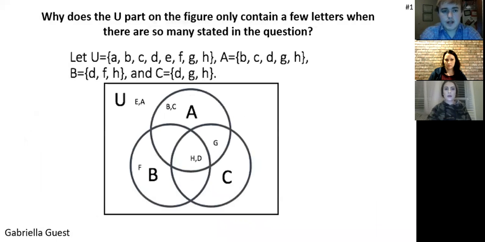All right, and Gabby, why does the U part on the figure only contain a few letters when there are so many stated in the question? Okay, so the Venn diagram is inside of the U with the box. Everything in the box is accounted for by the letter U. The U is everything that is contained in the square. So that's why it only shows a few right here, because they're all in the Venn diagram as well.